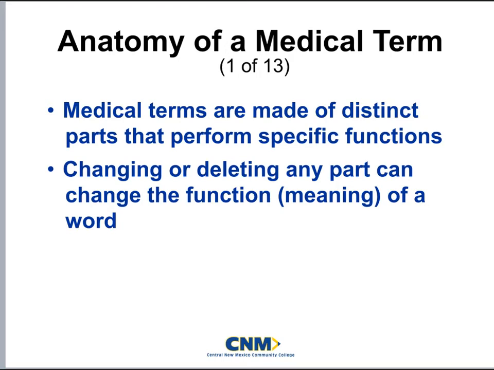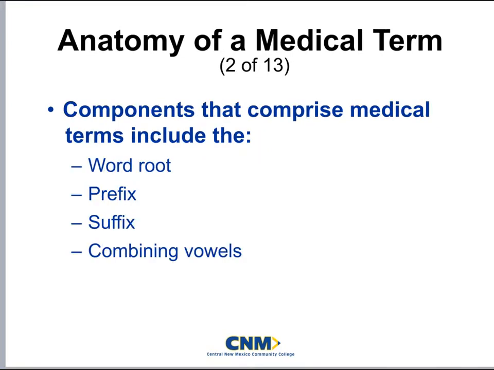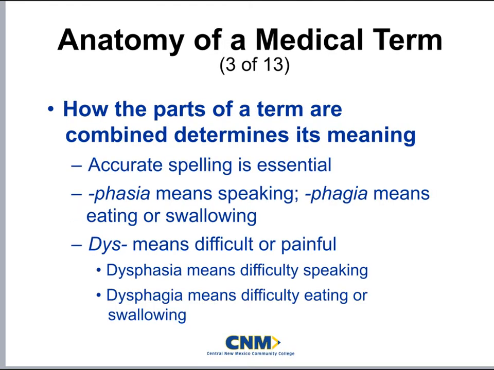Medical terms are made of distinct parts that form specific functions. Changing or deleting any part can change the meaning of a word. Components that comprise a medical term or a medical word include the following: a word root, a prefix, a suffix, or combining vowels. And we'll have examples of these for you. So how the parts of a term are combined determines its meaning.